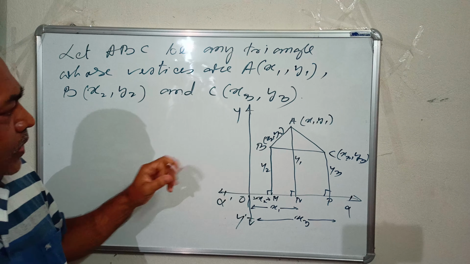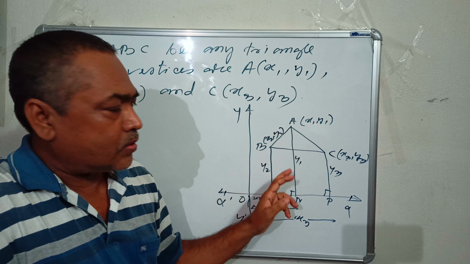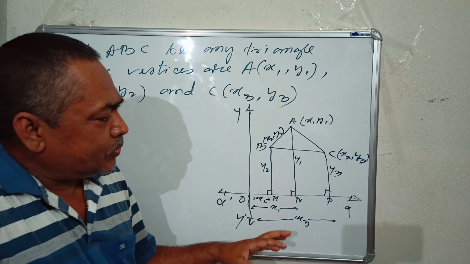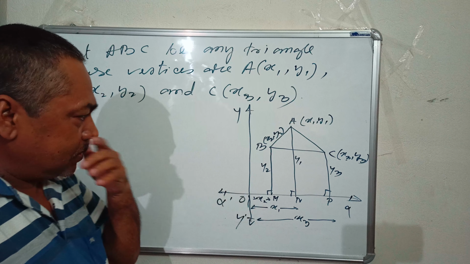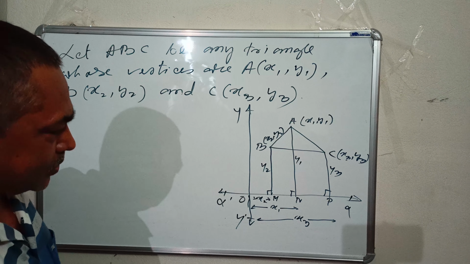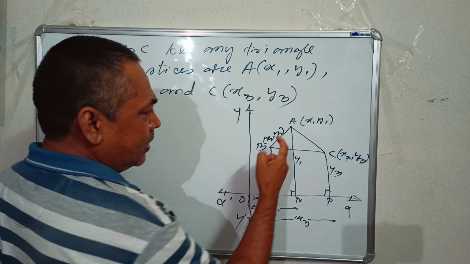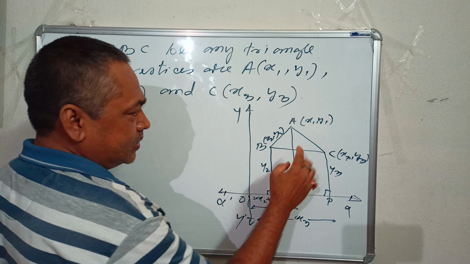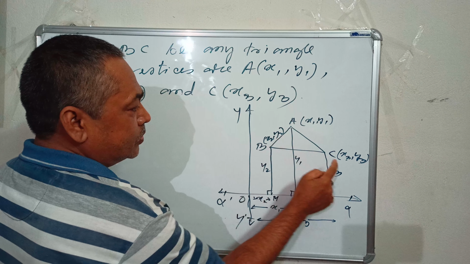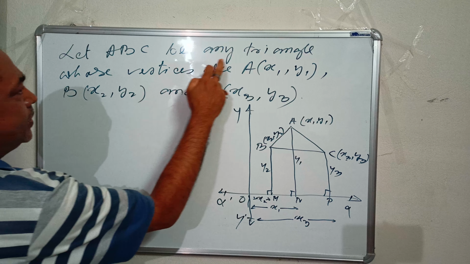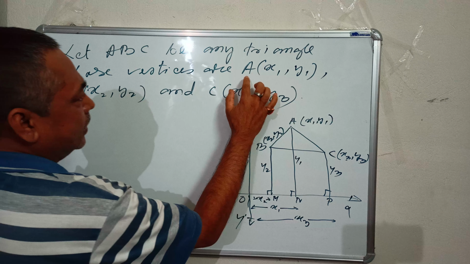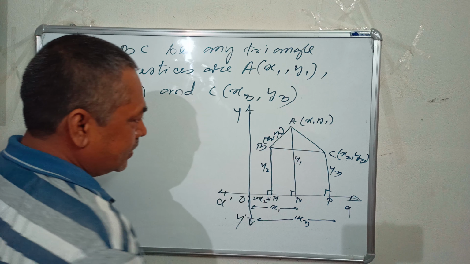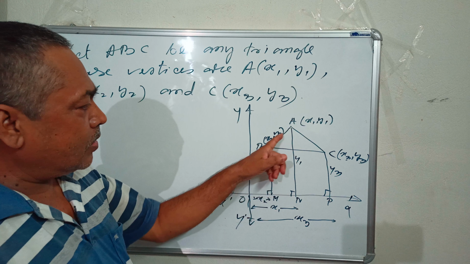So that's why, when the coordinates of the three vertices of a triangle are given, we can use a different formula which is much simpler to find the area of the triangle. Say the coordinates of the three vertices of triangle ABC are given in the form x1, y1, x2, y2, x3, y3. So let ABC be any triangle whose vertices are A (x1, y1), B (x2, y2), and C (x3, y3). Now, how can we find the area of this triangle?